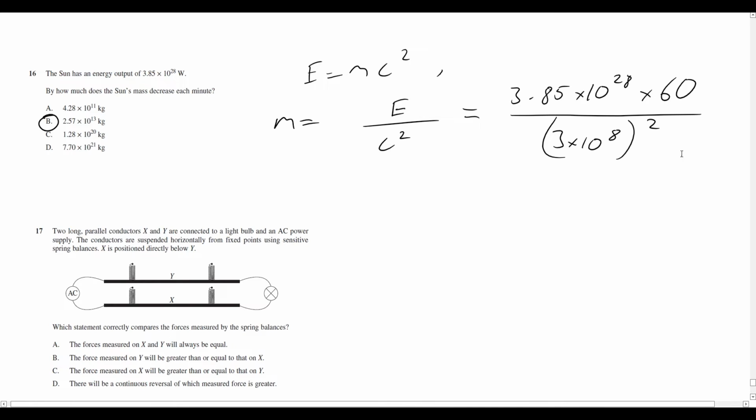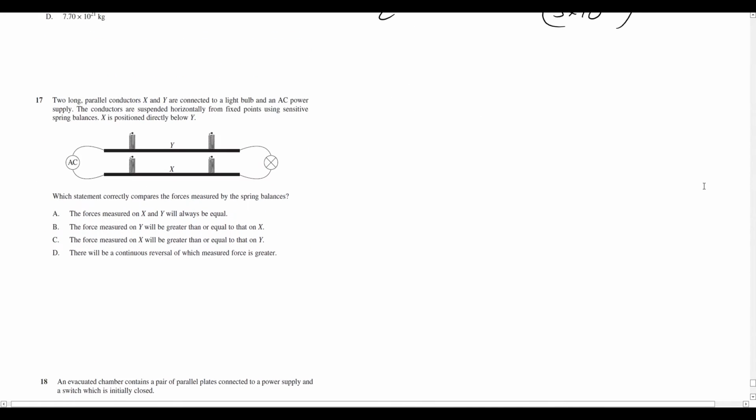Okay, now question 17. Two long parallel conductors, X and Y, are connected to a light bulb and an AC power supply. The conductors are suspended horizontally from fixed points using sensitive spring balances. X is positioned directly below Y. Okay, so which statement correctly compares the forces measured by the spring balances?